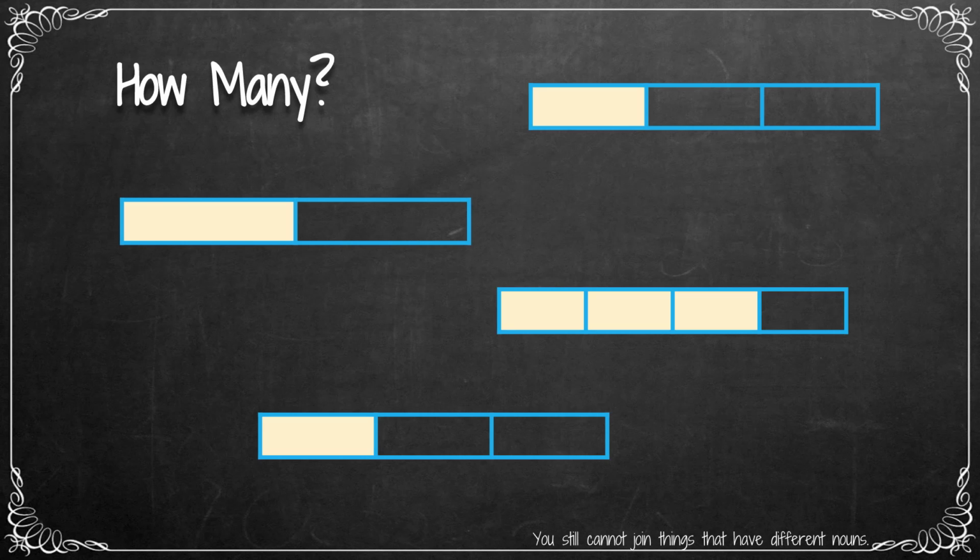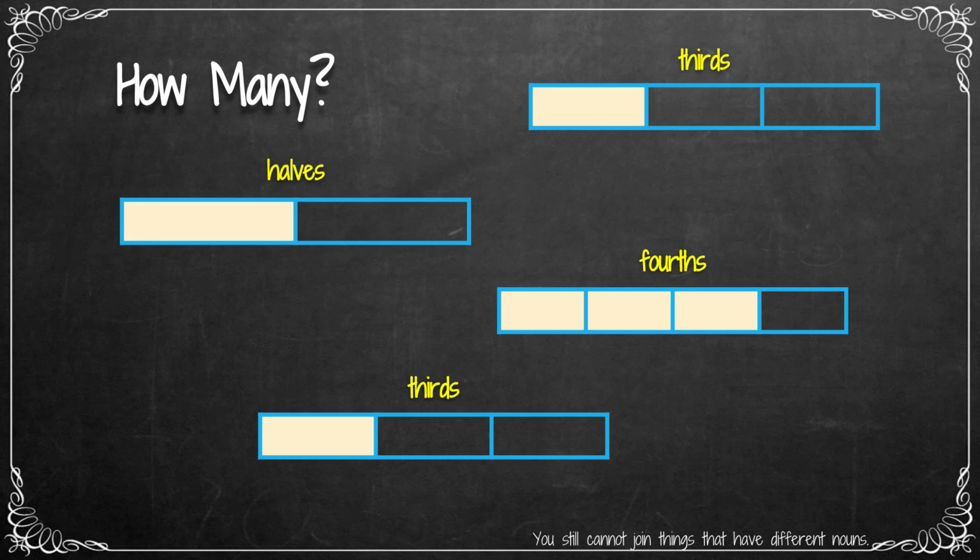The first fraction bar appears to be divided into thirds. The next one is divided into halves. The next one is divided into fourths. And the last one is divided into thirds. So we have them sorted into thirds, halves, fourths, and some more thirds. Those are our nouns, right? Halves, thirds, and fourths.